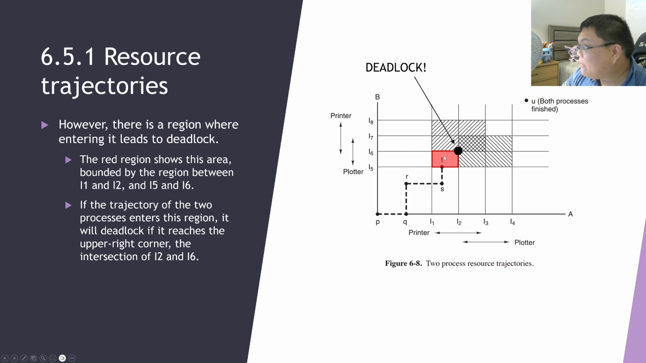So this shaded region I have here in red, which is bounded by I1, I2, I5, and I6, that's an unsafe region. So this is a region where once you enter this unsafe area here, the only outcome left is deadlock.